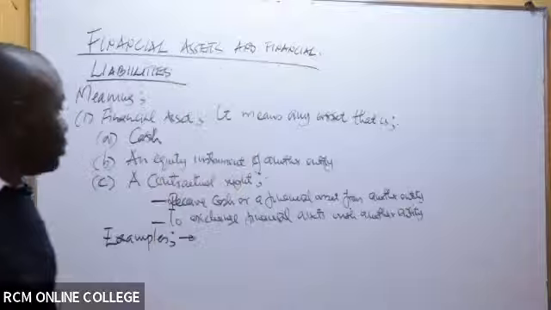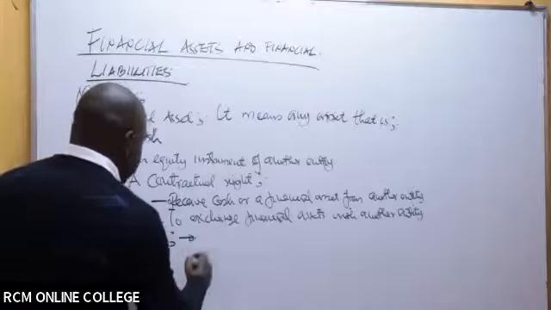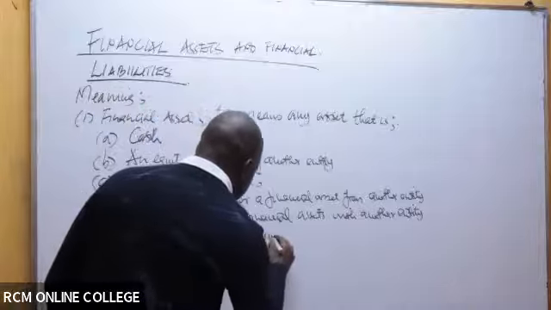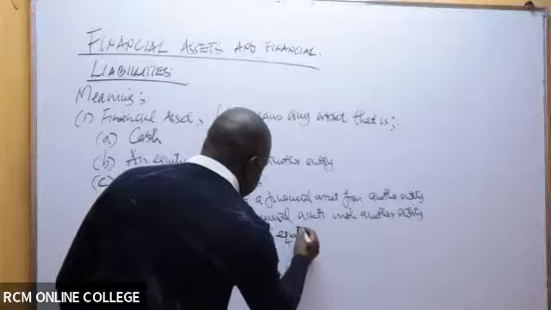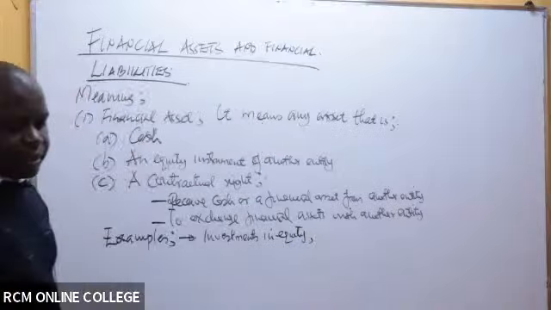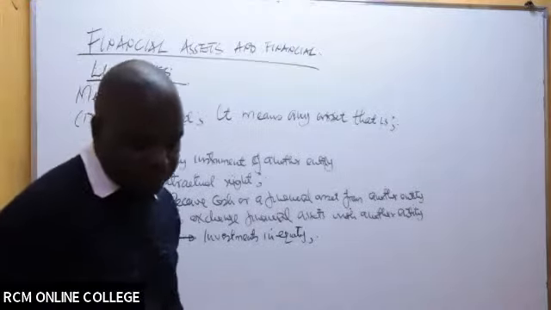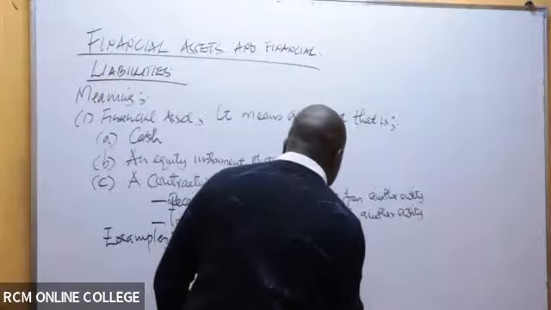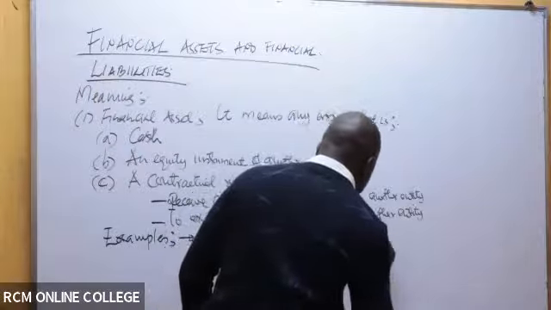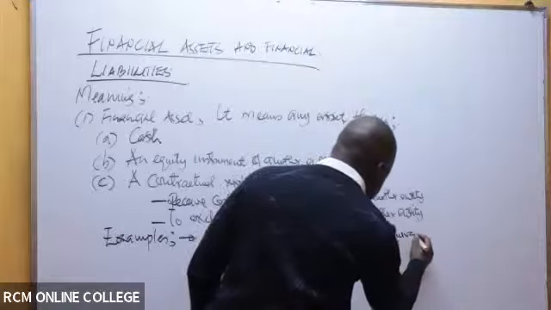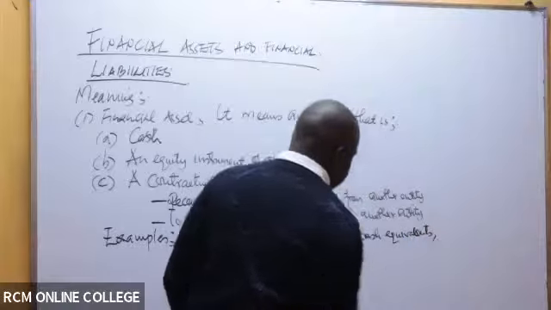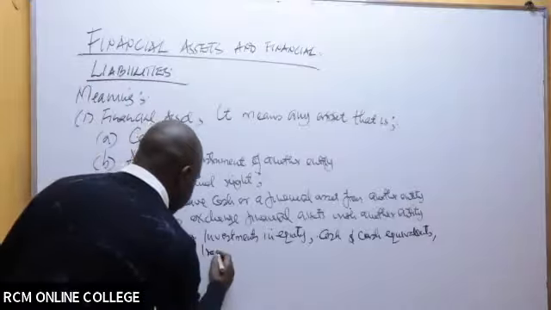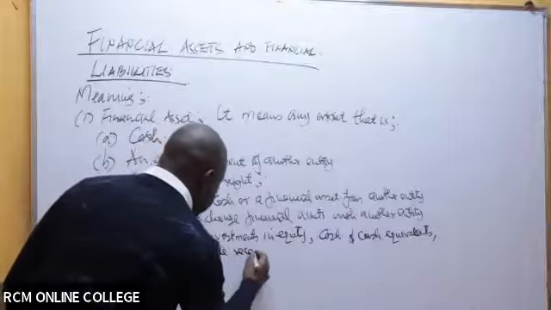So investment in equity. Examples: you can have investments in equity or in shares. We can have, in this case, cash and cash equivalents. Trade receivables.